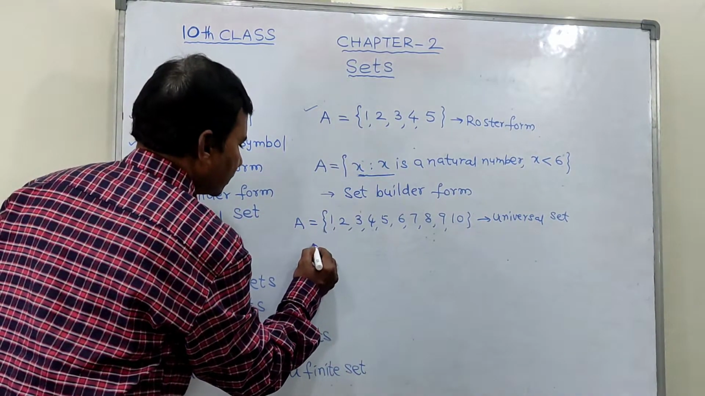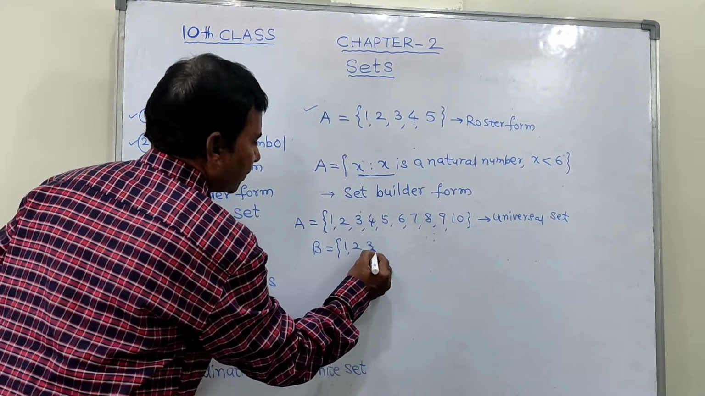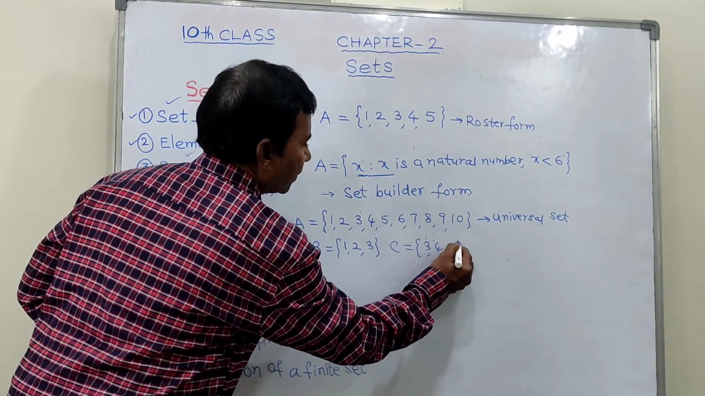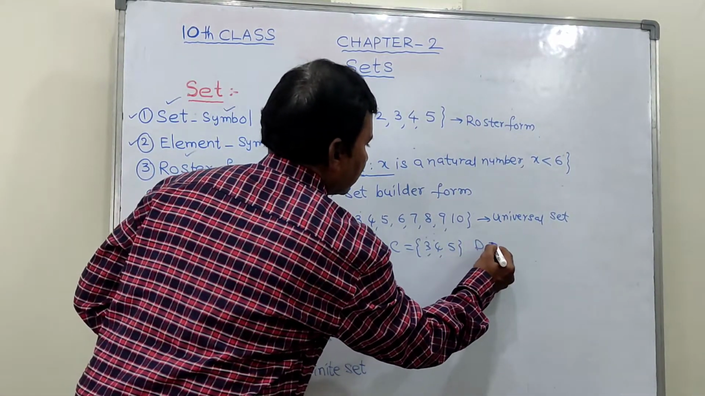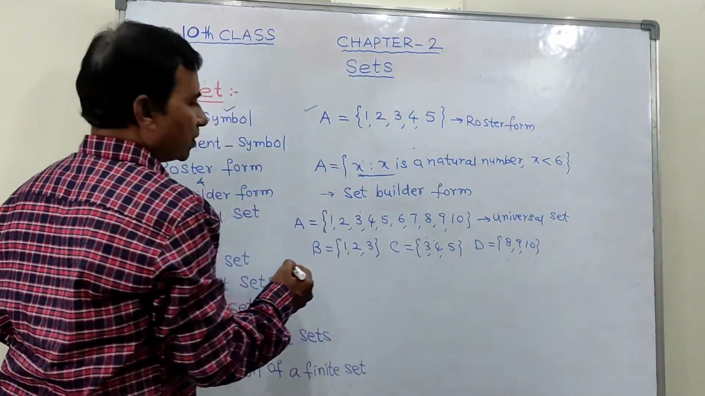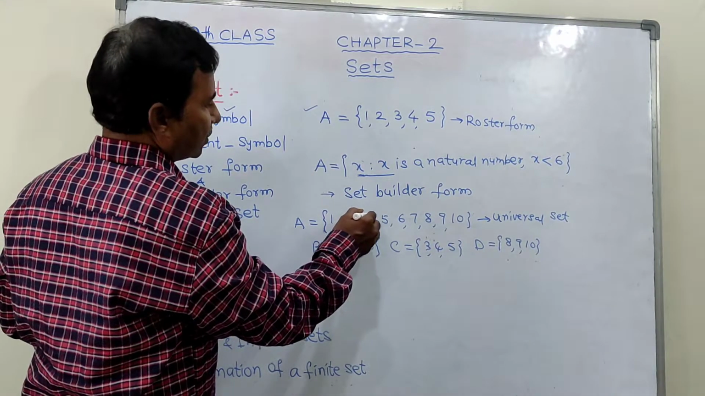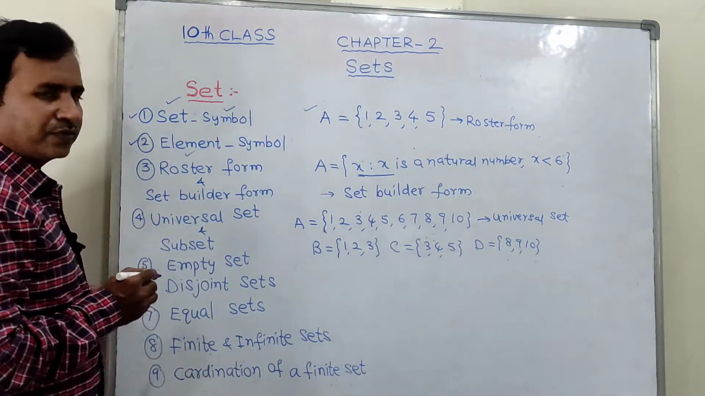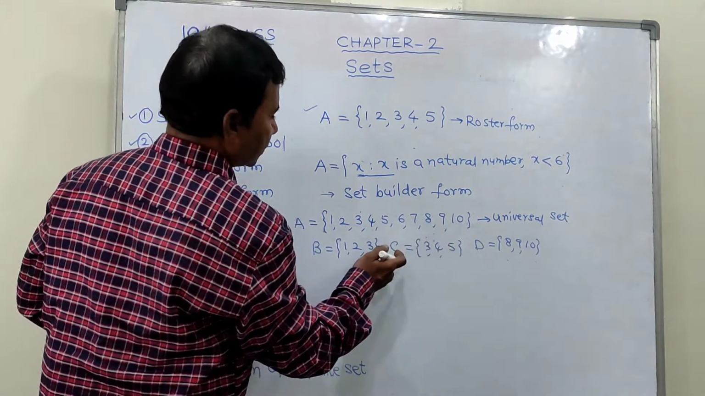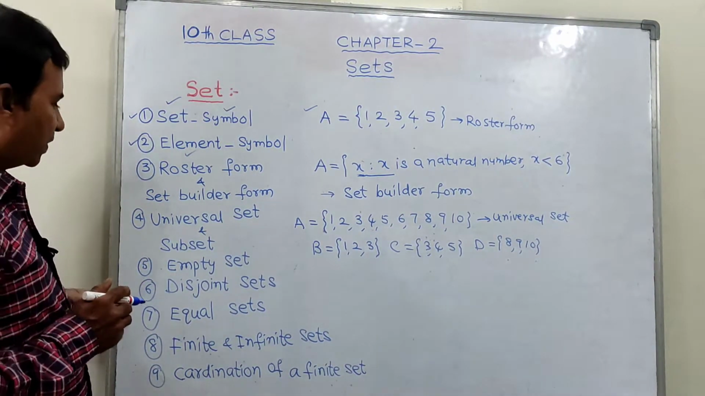From this, if you want to take small sets, you can take like 1 2 3 one set, C is equals to 3 4 5 another set, and D equals to 8 9 10. So, whatever may be the small sets we will take, all those numbers must be lying in the given big set. The big set we will call it as the universal set. Universal means all this will be there included in the given big set, that is universal set.